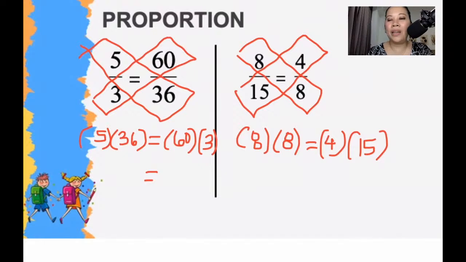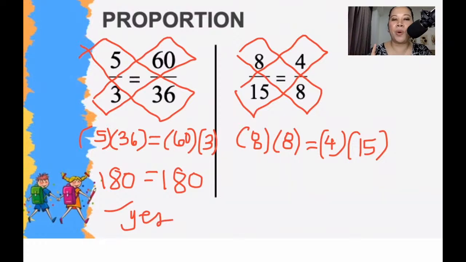While some of you are typing your answer, 5 times 36 will be 180, and then 60 times 3 is also 180. Therefore, this is a proportion. Yes, it is a proportion. Yes, that's right, Daxine, it's 180. So that means that it is a proportion. Why is it proportional? Because the numbers are equal. Correct, Mrs. Wesley. How about the other one on the right side?